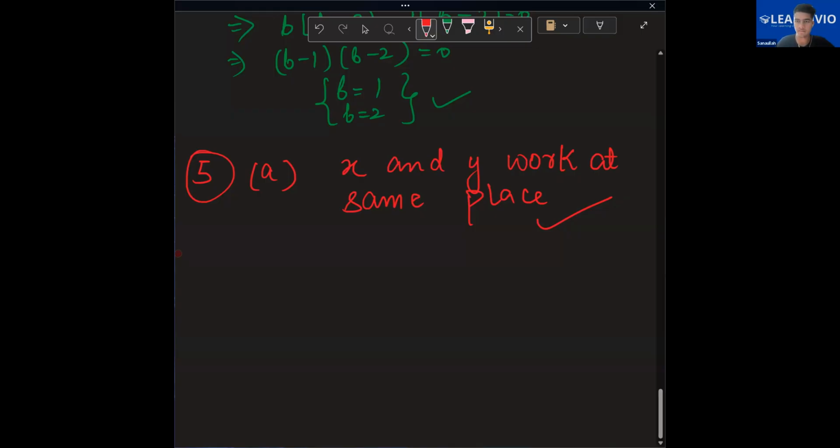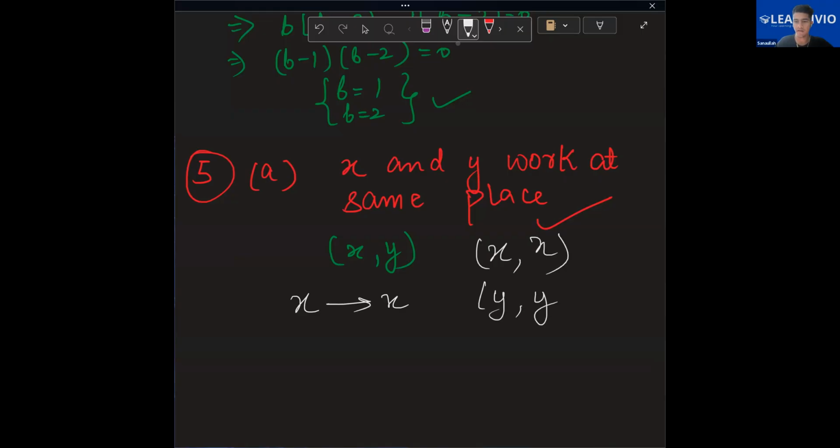See, what is reflexive? If this is x comma y, then in reflexive, x comma x belongs to R and y comma y belongs to R. If your relation has the element x comma y, then that relation must have x x and y y. That is reflexive. Understood? Yes, sir. So this is mathematically.